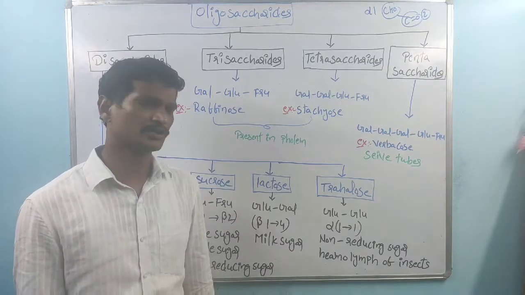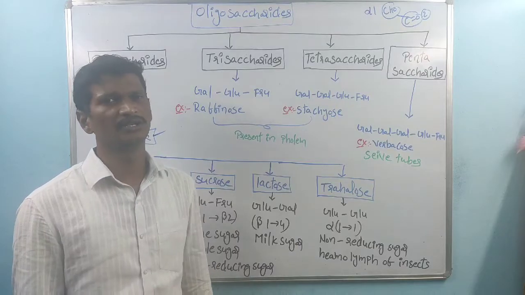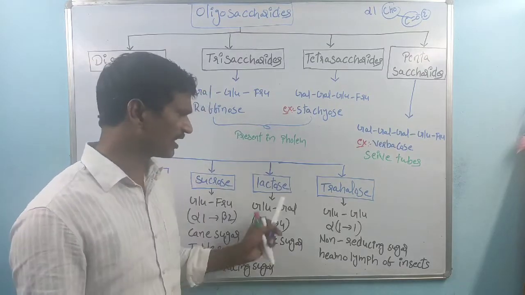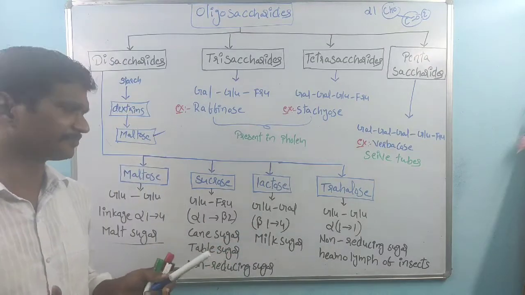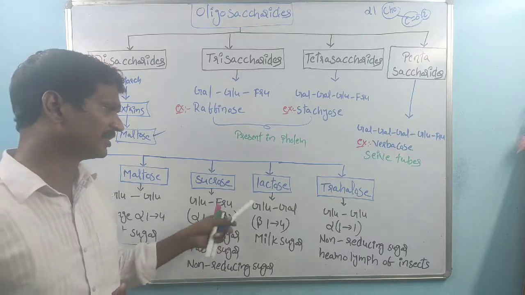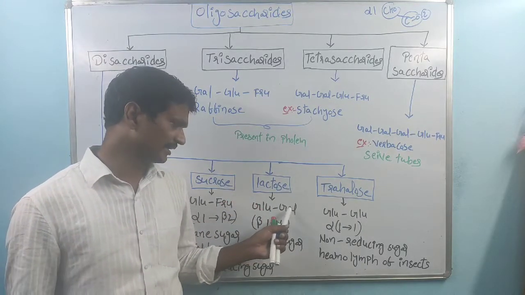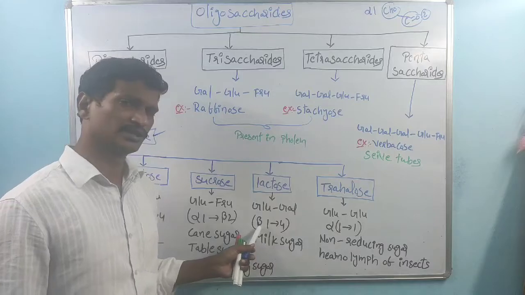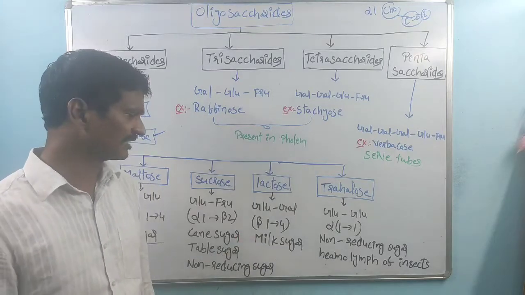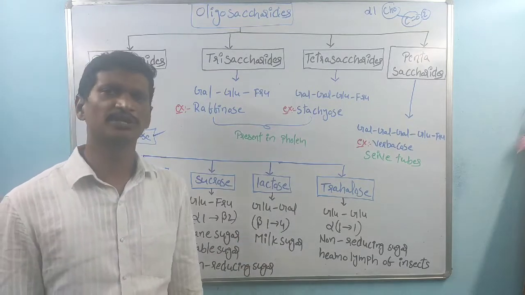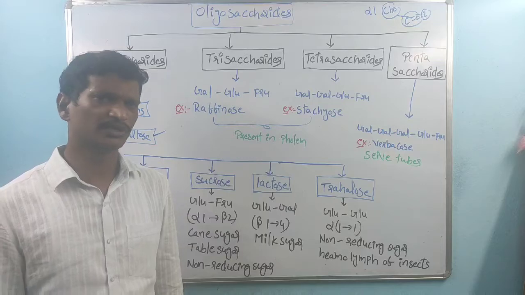Lactose is also called milk sugar. All of you remember lactose, the word is very familiar, right? Here the lactose is a sugar having glucose and galactose, right? It has that beta 1,4 linkage, and this one is called milk sugar, right?